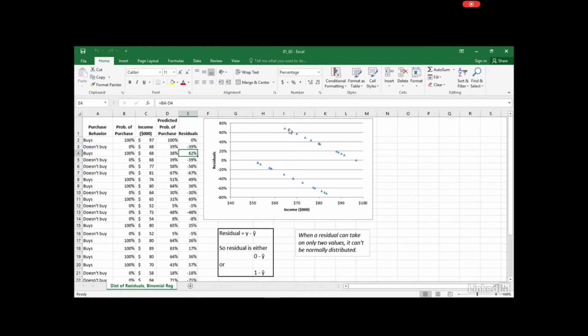Now, we do not have a normal distribution here. For the value, let's say, of approximately $65,000 in annual income, what we've got is 2 points, this point here and this point here. And when a residual can take on only 2 values, it cannot be normally distributed. So the presence of a binomial outcome variable gets us into trouble with the normality assumption. We have 1 or 2 more assumptions to take a look at, and we will do that in the next 2 lessons. The first one is the linearity assumption, and we'll take a look at that next.